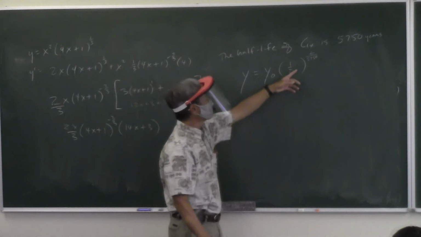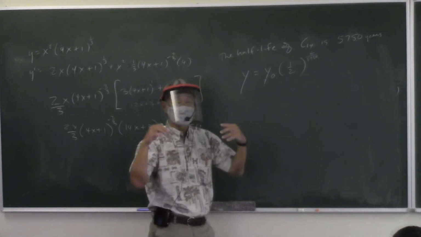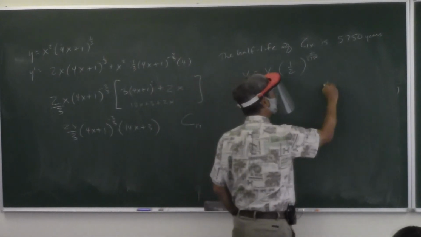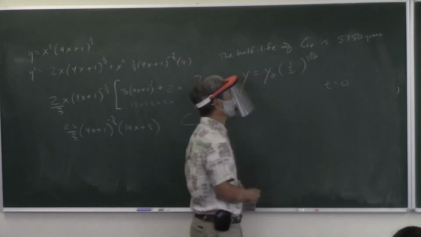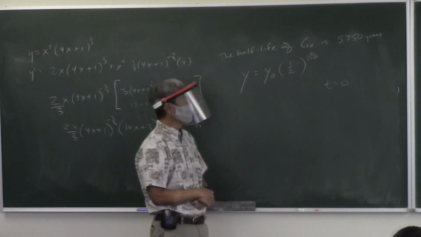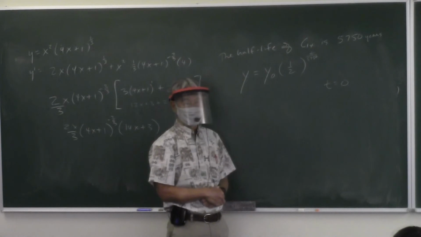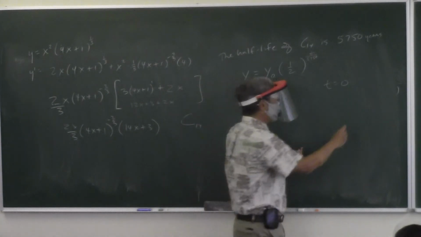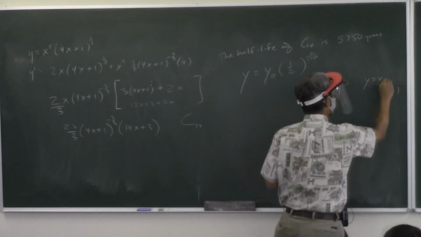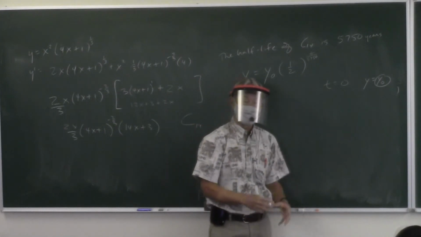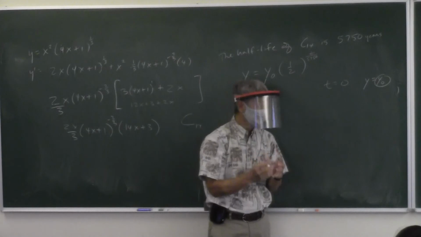Let me show you how it works instead of some of you just memorizing things and then purging them. What happens when you plug in t equals 0? You get 0. What is 1/2 to the 0 power? 1. And then what is y naught times 1? You get y naught. You get y equals y naught. See, this is how much you have at the very beginning when t is 0. We call that your initial amount.